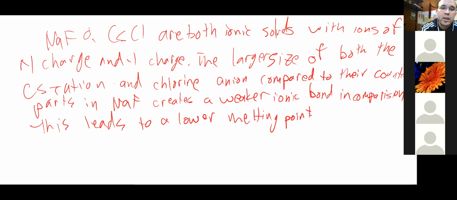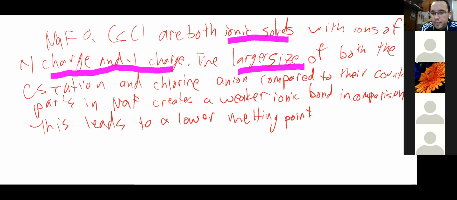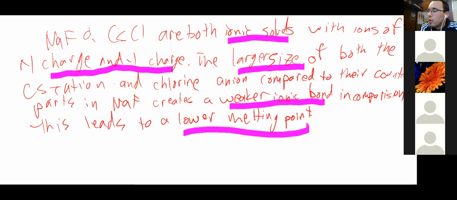And so the things that we wanted to address is that they're ionic solids, just to at least highlight what's holding them together. We're going to address why it's a weaker one, its larger size. But we also wanted to address that their charges are the same. And because it's a weaker ionic bond, that lowers the melting point. Right? So you tie all those things together to provide an explanation.